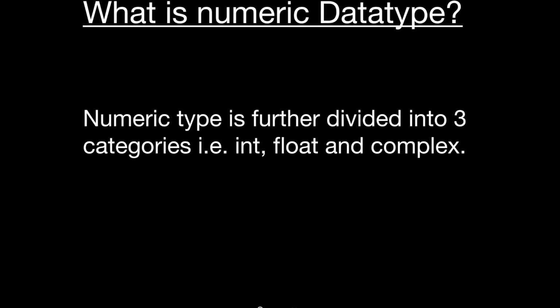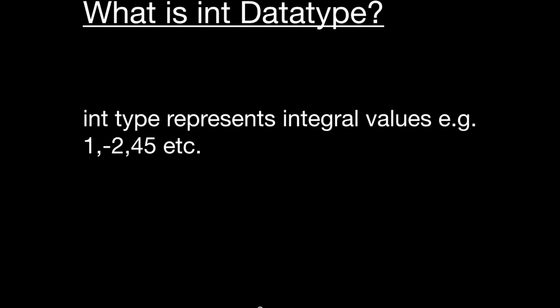What is numeric data type? Numeric type is further divided into three categories, that is int, float, and complex. What is an int data type? Int type represents integer values. For example, 1, -2, 4, 5, etc.